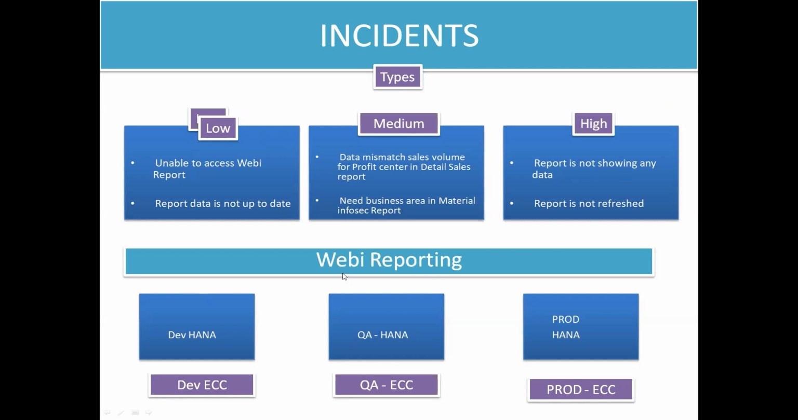So this is, we can say, the data flow here. We will have the top node as Webby reporting, and underlying this, Webby reporting is based upon the universe, and the universe is based upon the HANA models. We have a landscape here. You can see development HANA with underlying development ECC, then quality, and production. Okay, so we can take this as a landscape for the real-time scenarios.